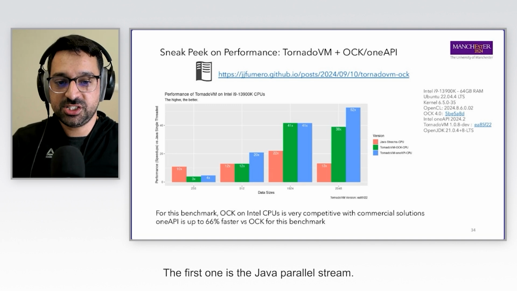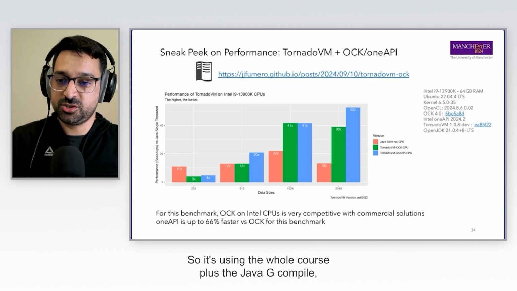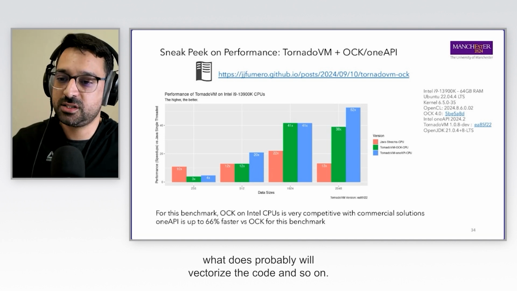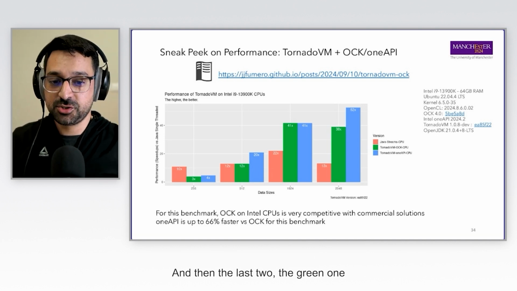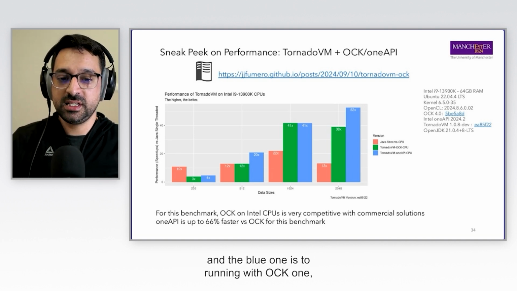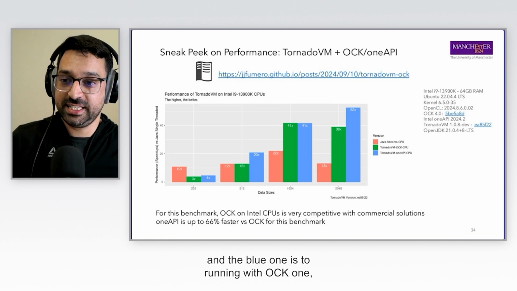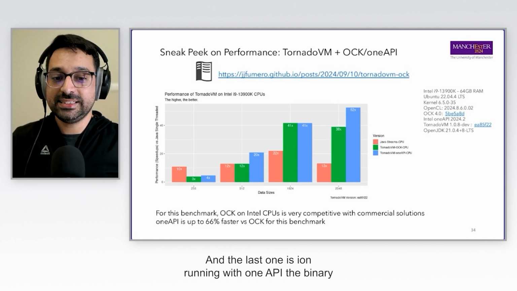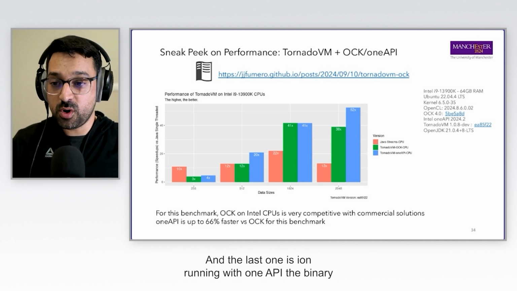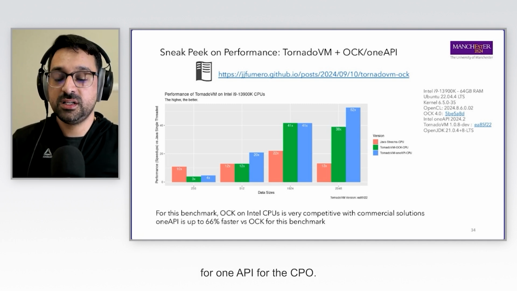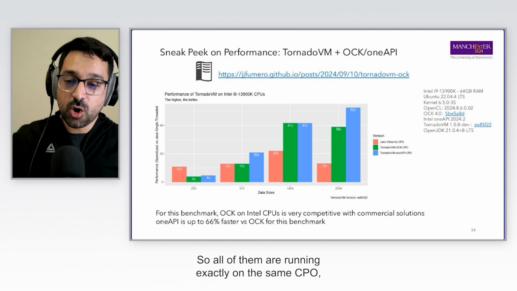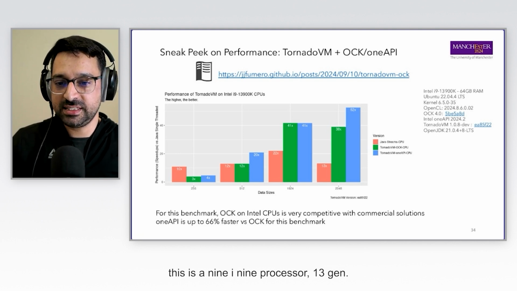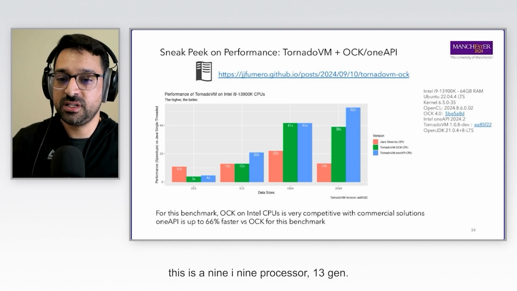The first one is the Java parallel streams. So it's using all the cores, plus the Java JIT compiler, which will probably vectorize the code and so on. And then the last two, the green one and the blue one, are Tornado running with OCK, the oneAPI Construction Kit for CPU. And the last one is TornadoVM running with oneAPI, the binary for oneAPI for the CPU. So all of them are running exactly on the same CPU. This is an i9 processor, 13th gen.